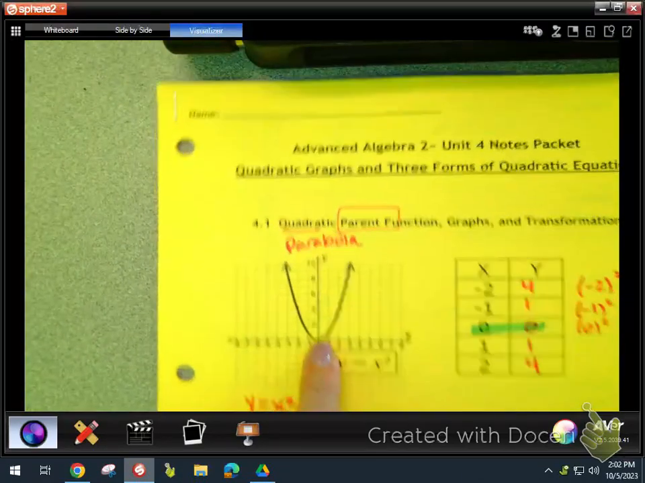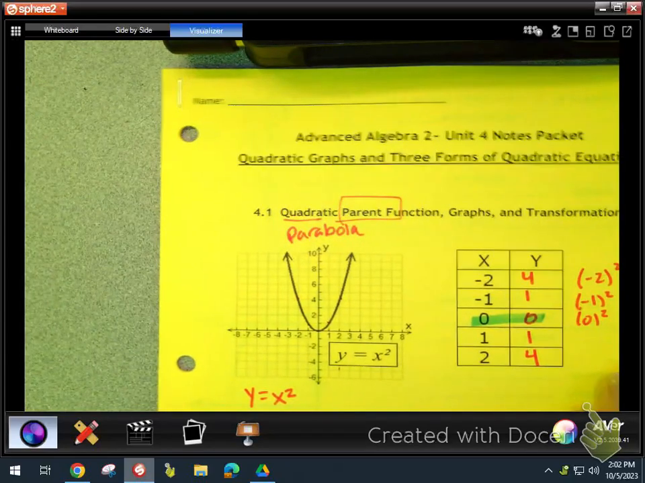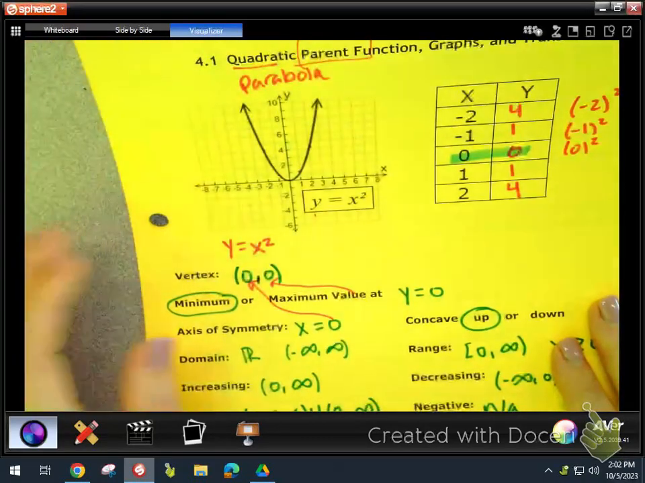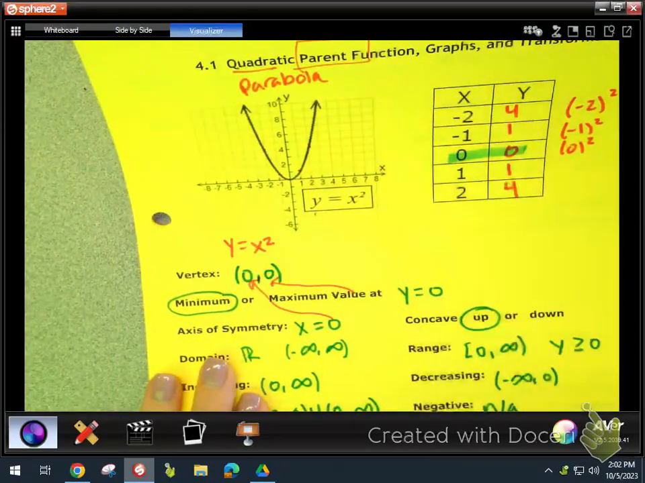So is this guy's inverse going to be a function? No, it's not. The inverse looks like this. Is this a function? No. We'll talk about that later. It's a reflection over the line y equals x, not the x-axis.